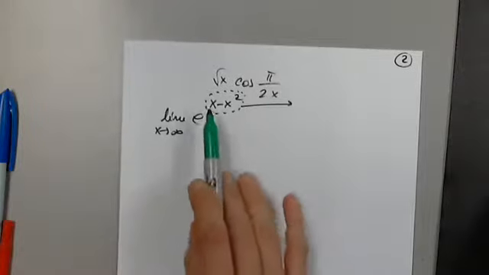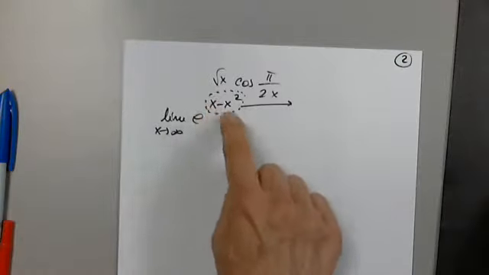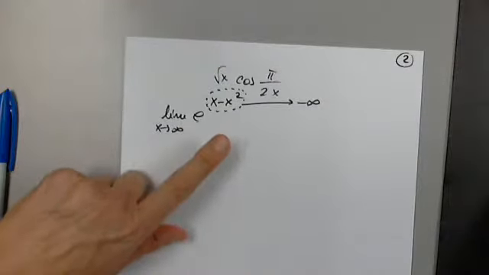What do you think? e to the x minus x squared, which one is more powerful? Good. What is the sign in front of x squared? Good. So when x approaches infinity, where will this go? Very good. Awesome. So now we have to figure out what happens to e to negative infinity.